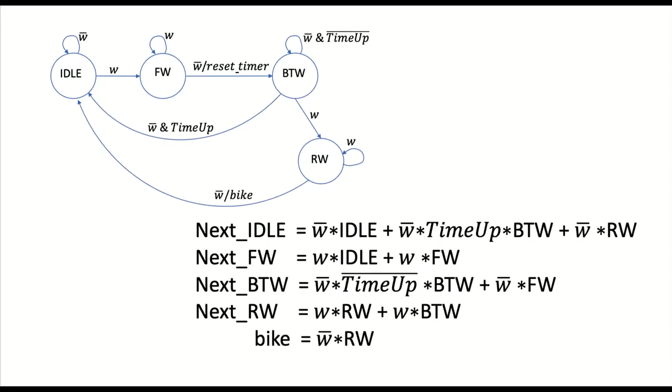Okay. Now, what about the output? We have one output here, bike, and another one here. Bike needs to be true on this arc, right? So bike will be high when we are in rear wheel, and W is low. Okay, and reset timer will be high here when we are in front wheel, and W is low.